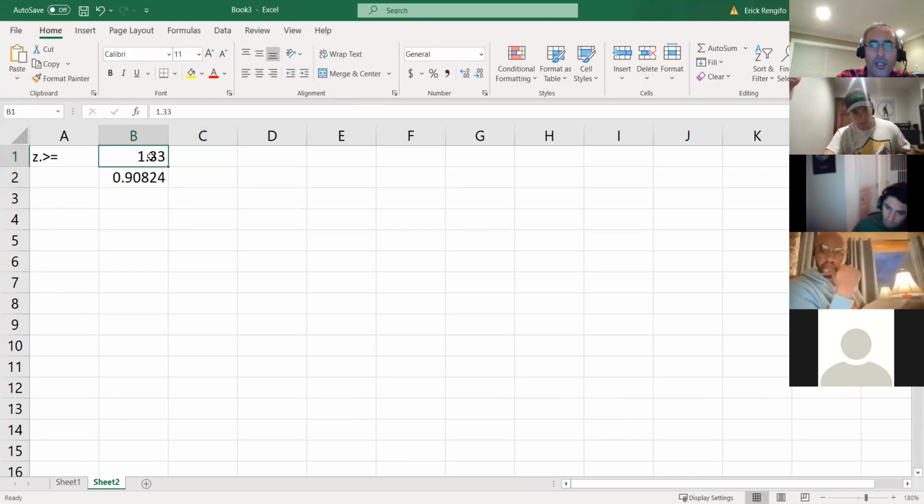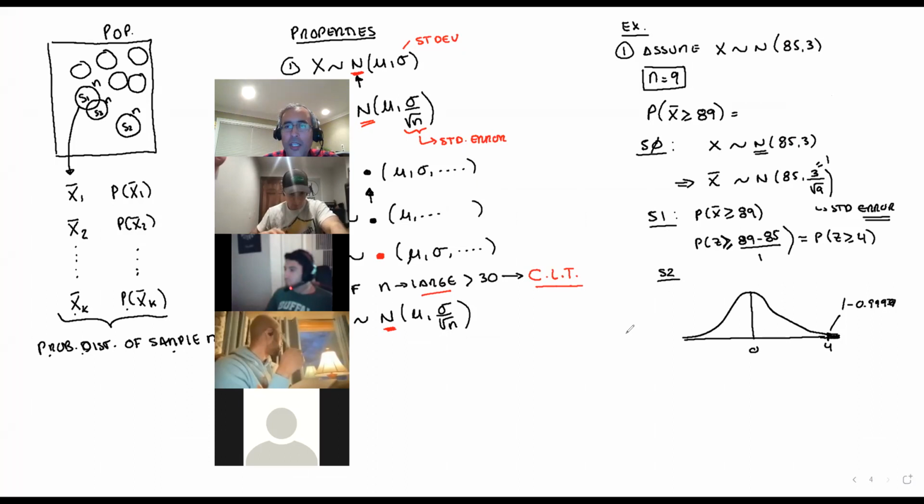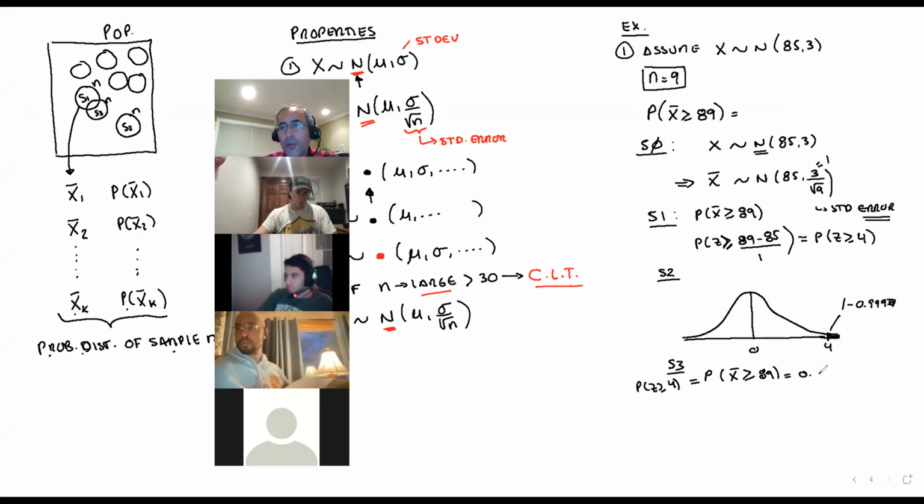Do you see Excel, guys, or not? Yes, I see it. So basically, from minus infinity to 4, it's almost 1, 0.9997. So what is left, 1 minus this number, is 0.00003. So the probability is almost zero. So your step three is going to be that the probability that this mean is larger or equal than 89, the same as the probability of C larger or equal than 4, is 0.00003. Very, very small.